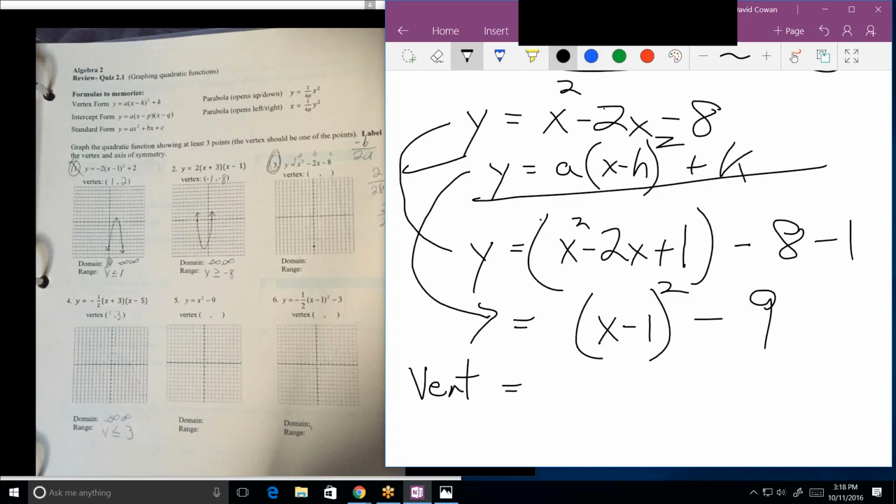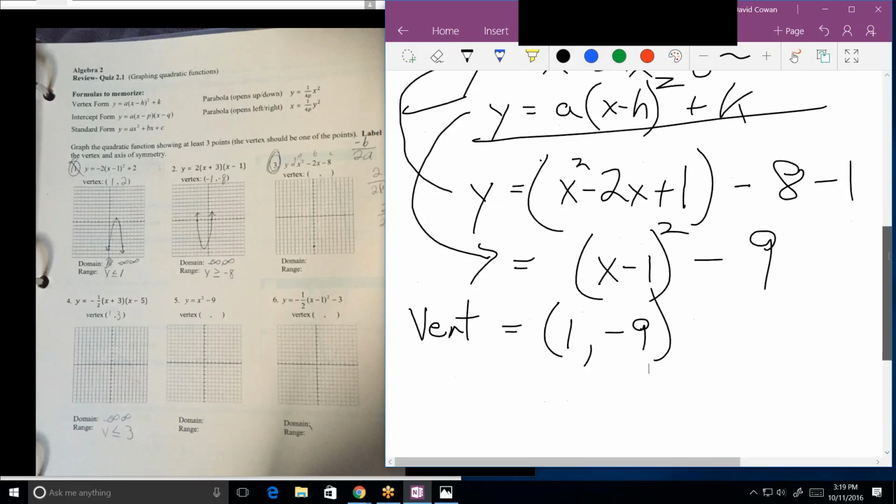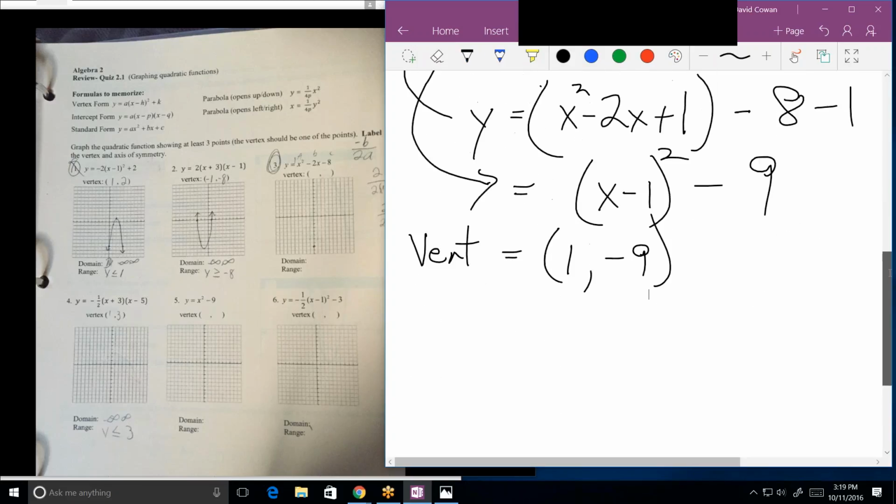Vertex is (1, -9). Correct. So I know how to graph it. And that's the only thing we have to do here, showing at least 3 points. The vertex should be 1 point, and label the vertex and axis of symmetry. Okay, let's try to draw this.